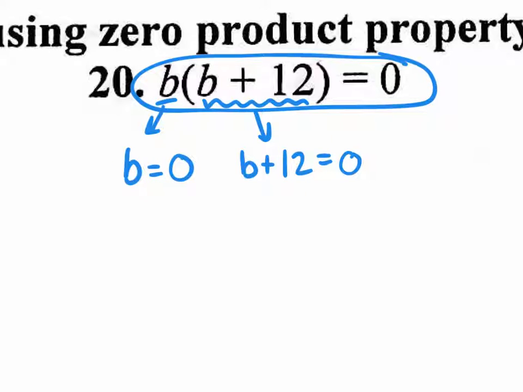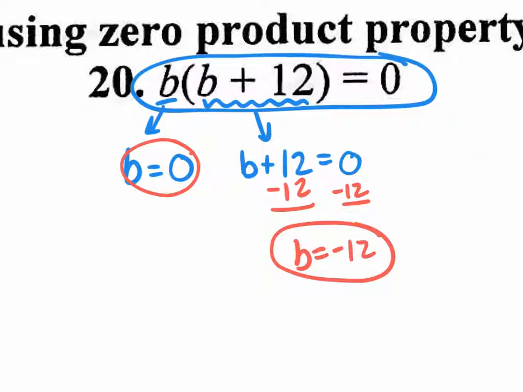Now the left one is already solved for you, b equals 0. That's your answer. And the other one, you just simply subtract 12, and b equals negative 12. So those are your two answers for that question.